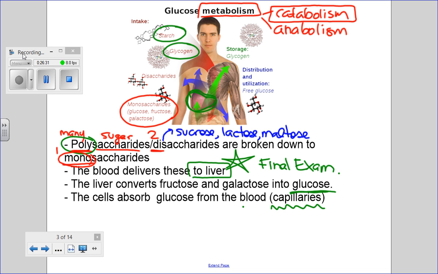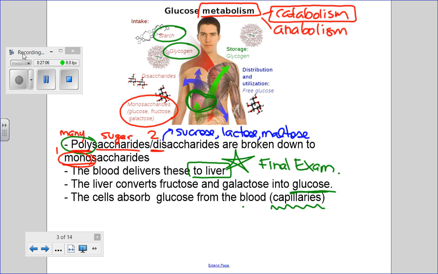Whenever things are being absorbed from your blood into a cell, it's because there are capillaries. They're small blood vessels that have really thin walls, and that's how things can get out of your blood and into your cells, because the walls are thin and molecules can pass through. So for us to be able to use glucose, it has to get to your cells. That's the first part. Does anyone have any questions they'd like to ask about that? So glucose has to get to your cells.